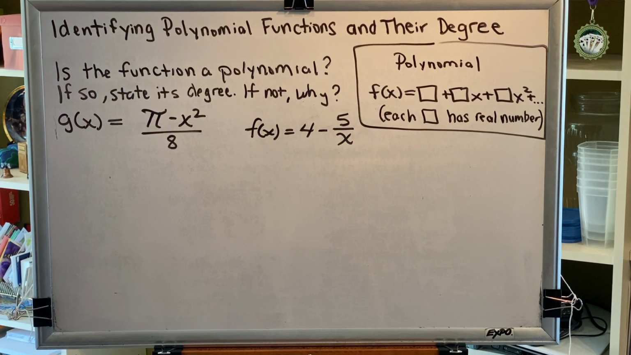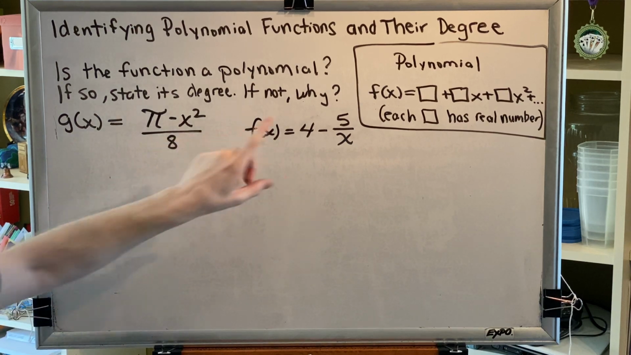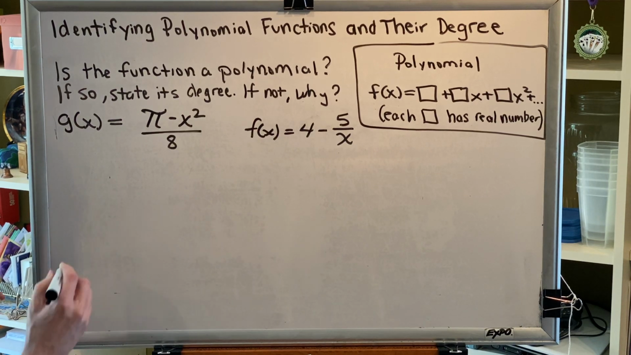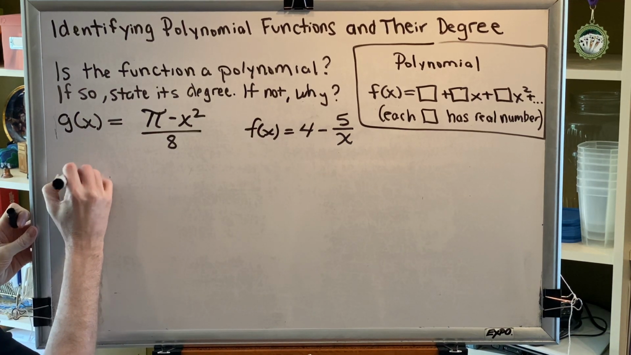All right, so here we go. Let's go ahead and solve our first problem, g of x. Our job is to take what we are given and try to put it in this form. Notice that we have a fraction, and specifically our variable is inside the fraction. We need to get it out of there. All right, so let's go ahead and do this.